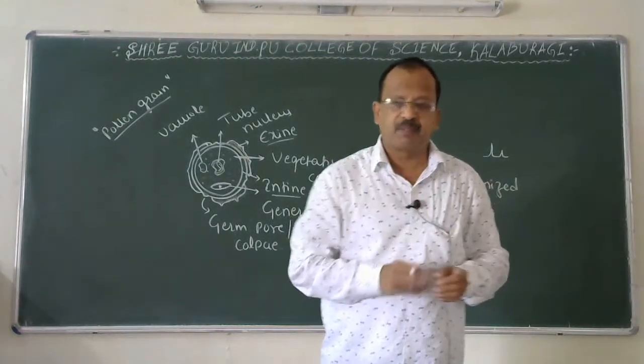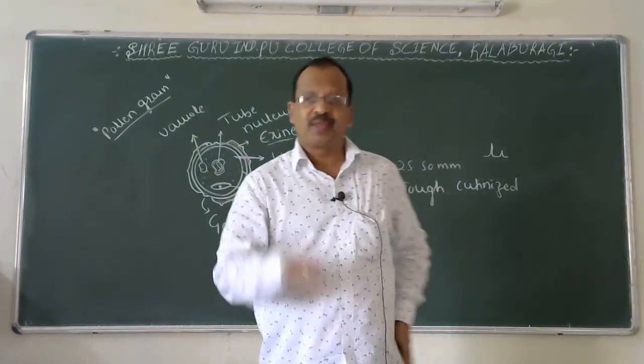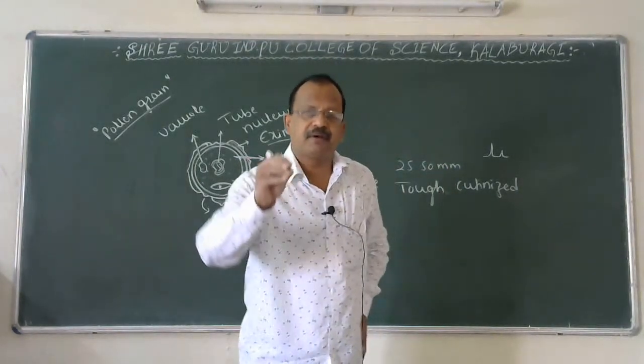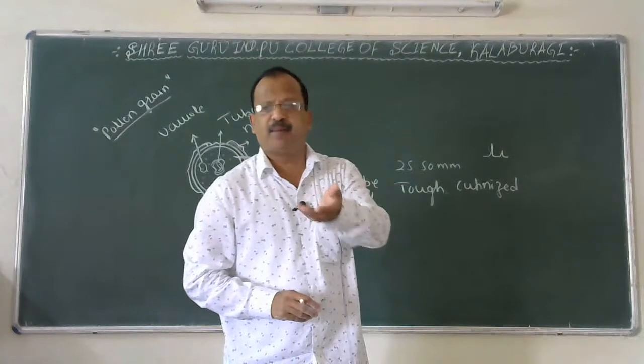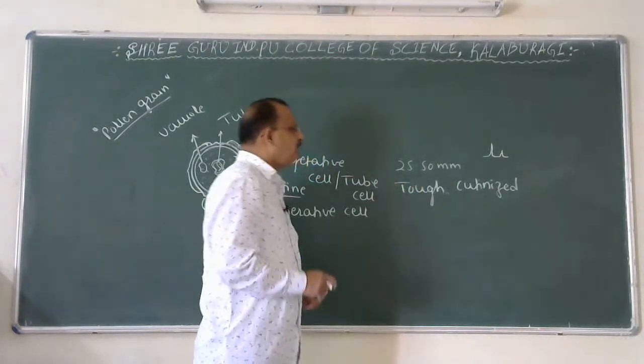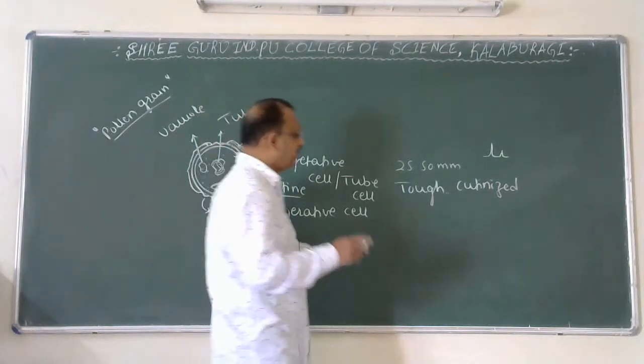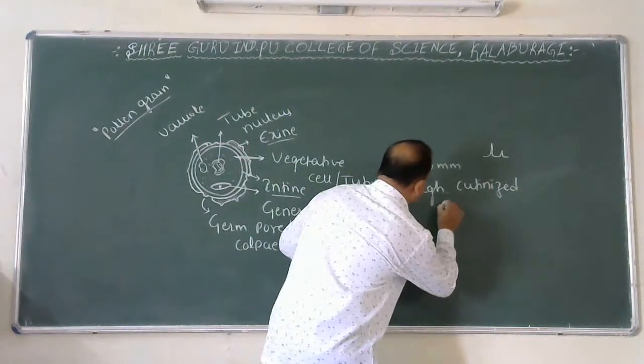I will discuss this matter in detail later under entomophily. Pollination by the agency of insects is called entomophily. Exine is tough, cutinized, often provided with a spinous outgrowth. Exine is having sporopollenin.